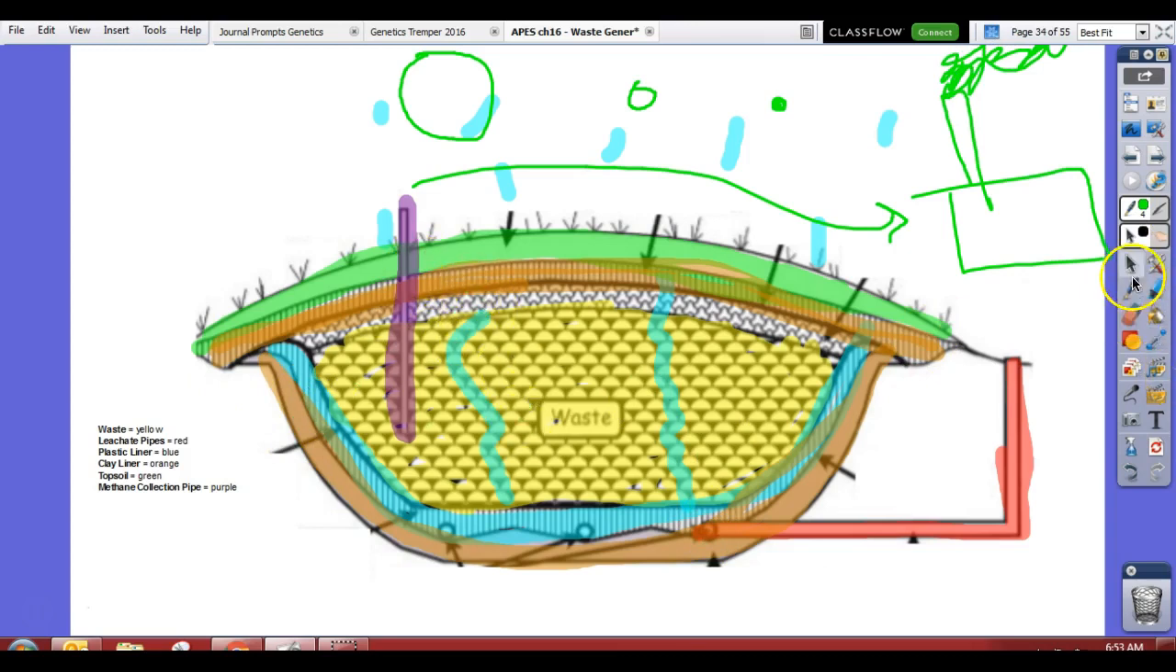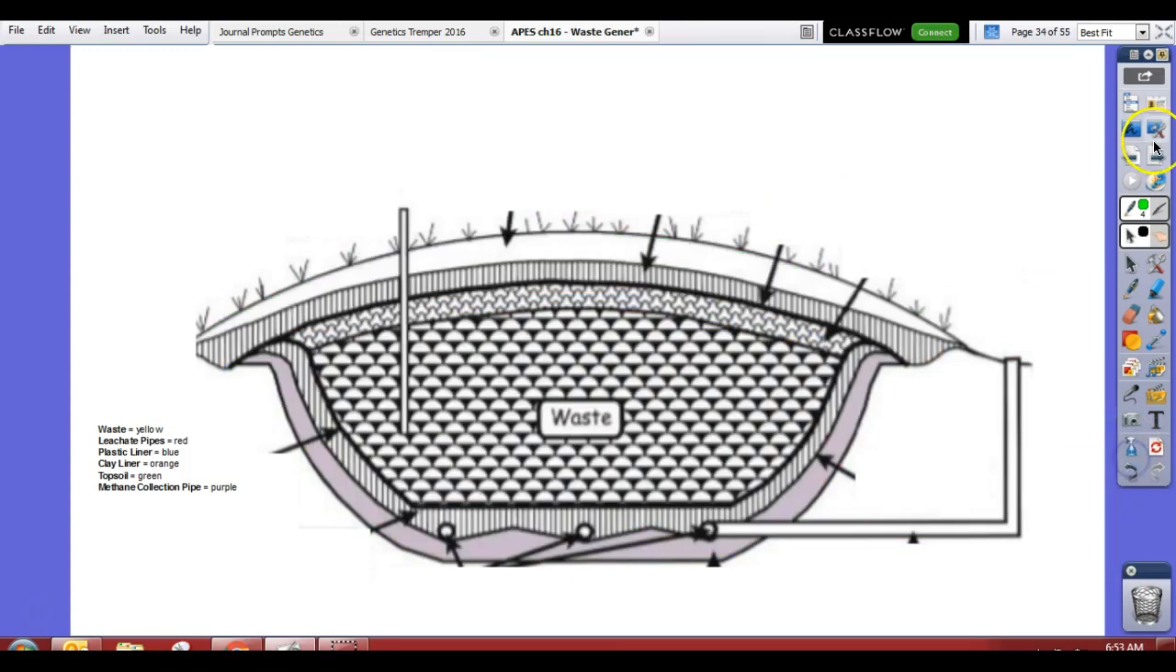But a lot of that methane actually escapes into the air. And remember, we said it's a greenhouse gas, and a greenhouse gas is going to warm, or contribute to the warming of, the planet. Okay, so those are all of your different components.